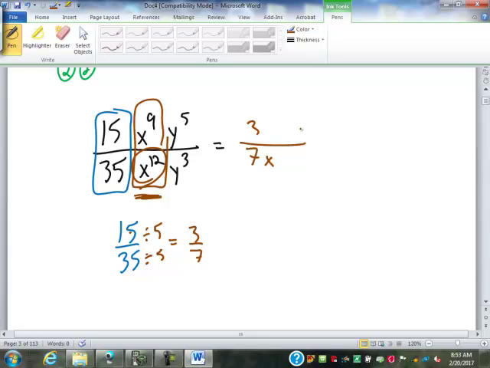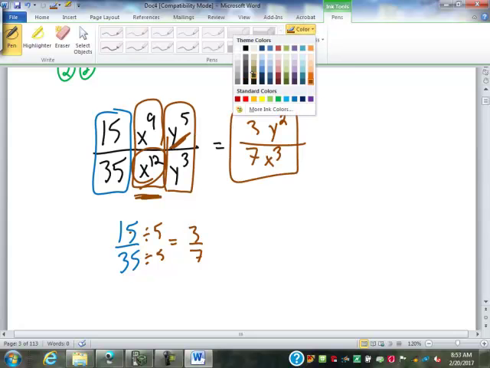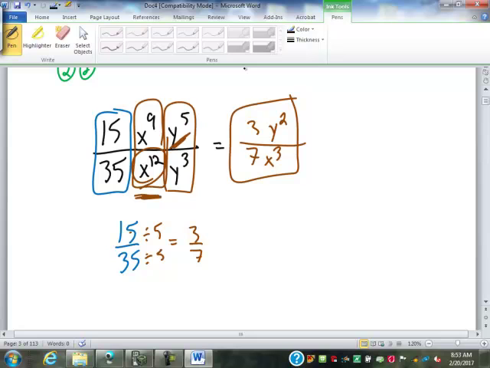To find its power, what's 12 minus 9? 3. Good. Where's the y going to end up, top or bottom? It goes on top because the bigger power is on top. And it's going to end up with a power of 2. Good. 5 minus 3 makes 2. So I can divide out the numbers first, reduce the numbers, and then I can deal with each variable one at a time.